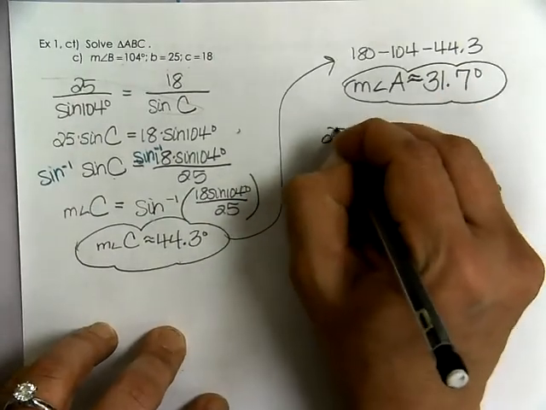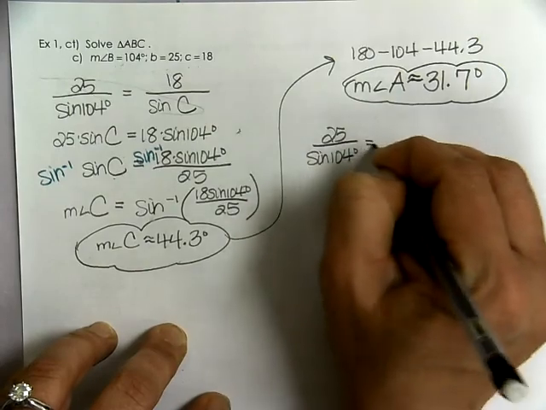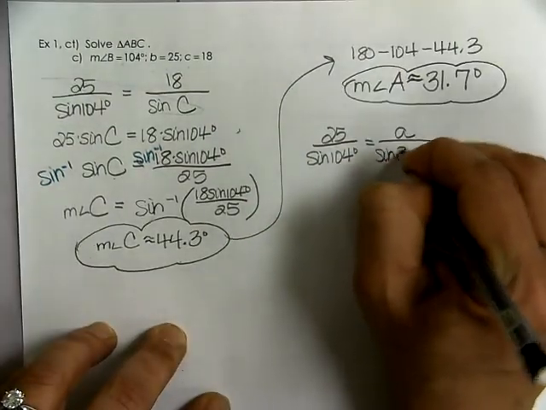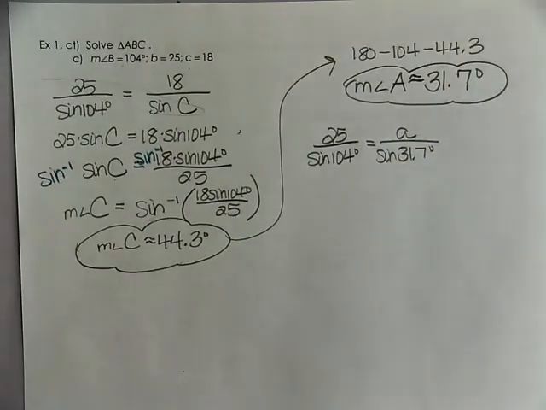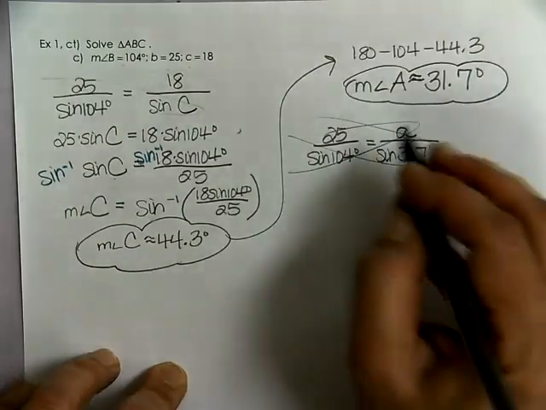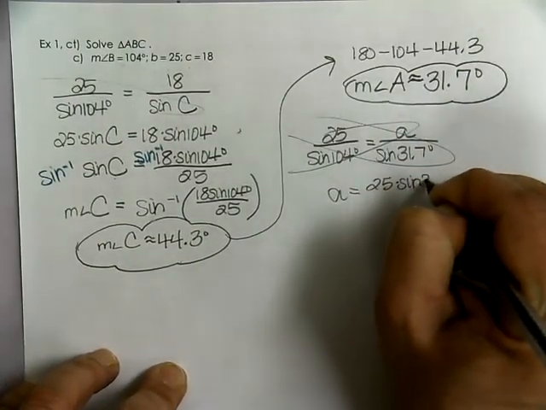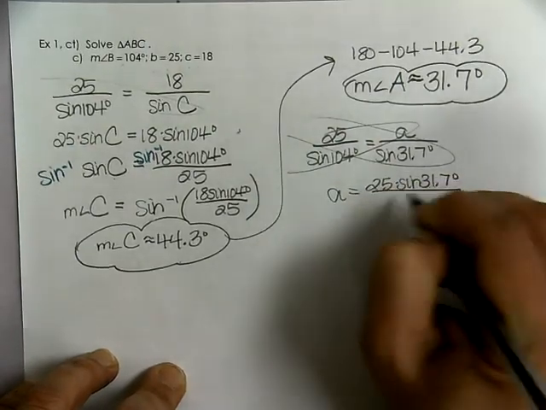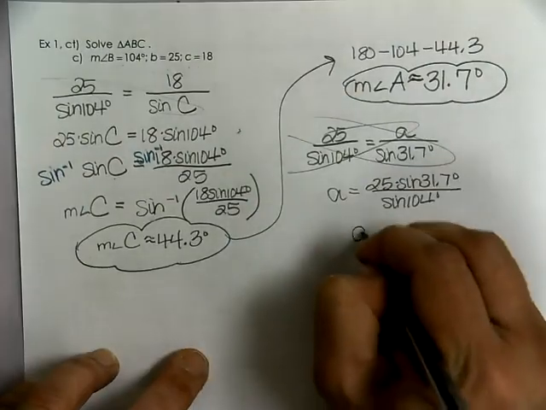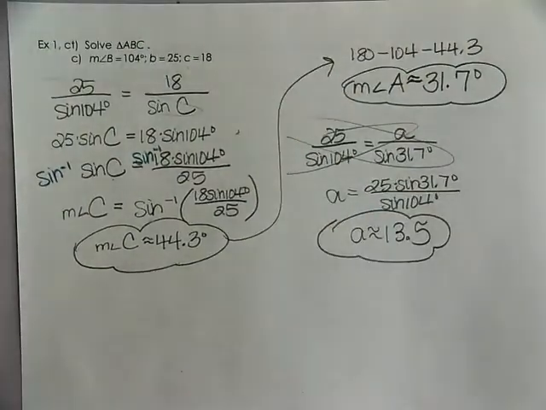Again, I'm going to use the ones that we were really confident about, the side length of B and angle B. And then I can use that A over the sine of 31.7 degrees. And then I can cross multiply and go from there. So we'll end up seeing that we get 25 times the sine of 31.7 degrees over the sine of 104 degrees. And if you put that in the calculator, you end up getting about 13.5, okay?